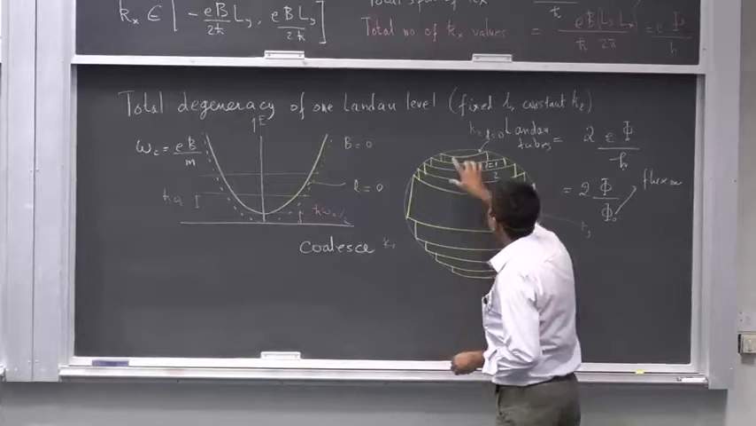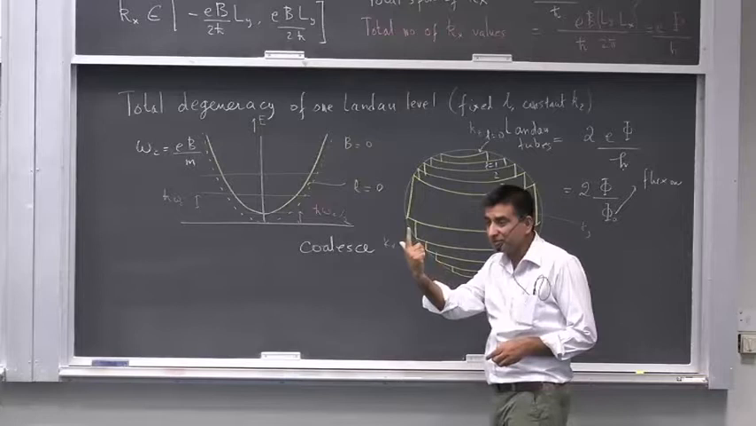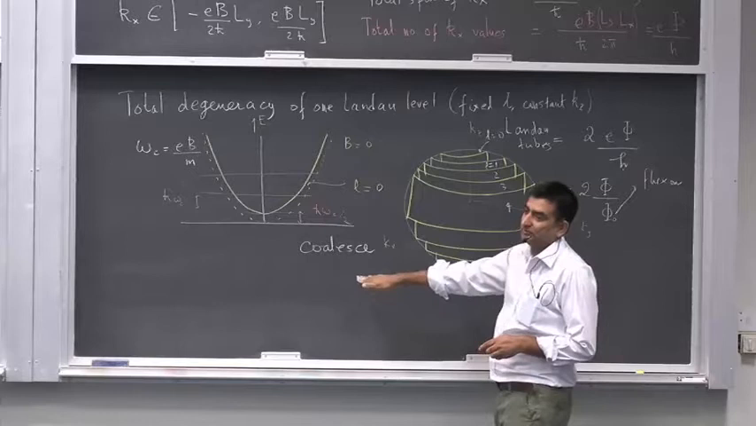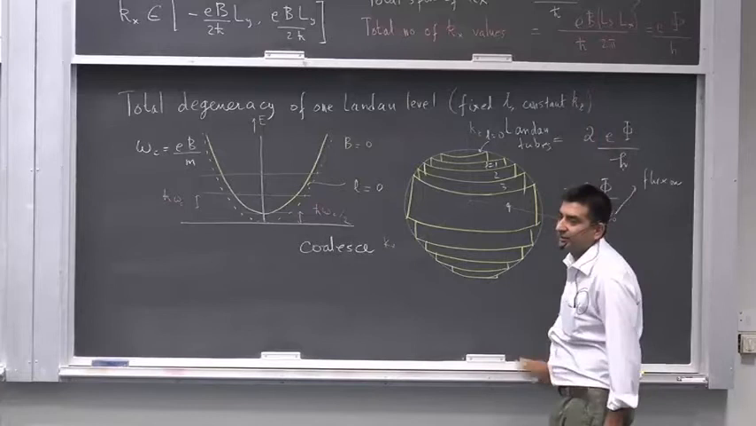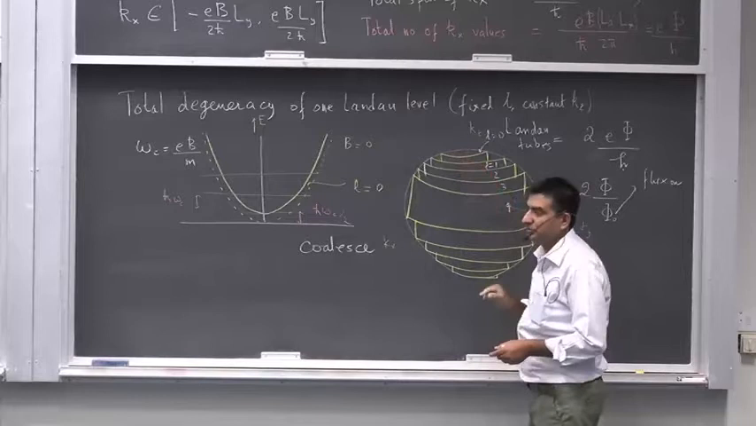And the number of points on each L value, which defines one tube, the number of points in the xy plane, is going to be given by this thing. This is the degeneracy. The number of points on each Landau tube in xy dimension is given by this degeneracy factor over here.